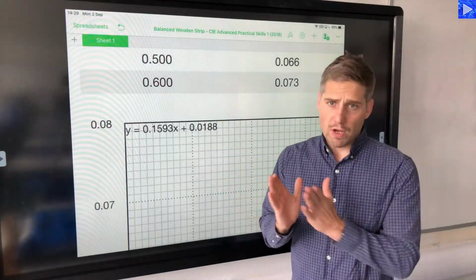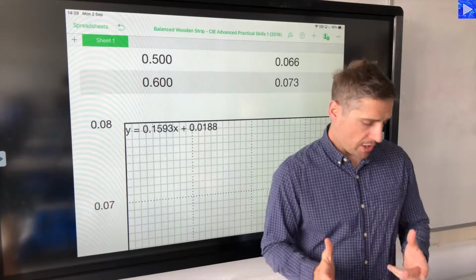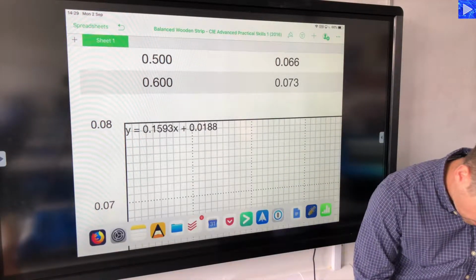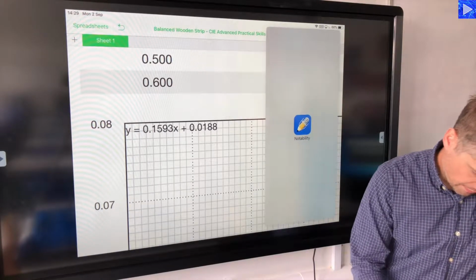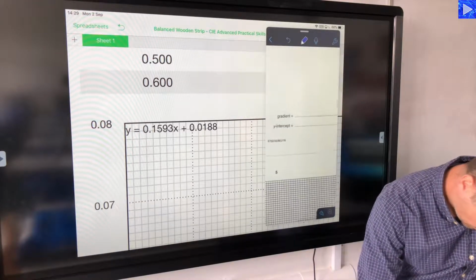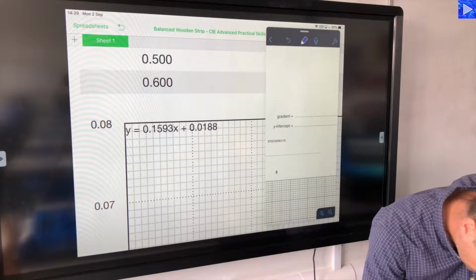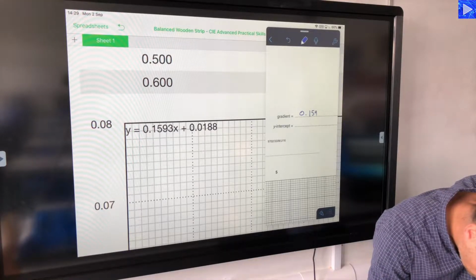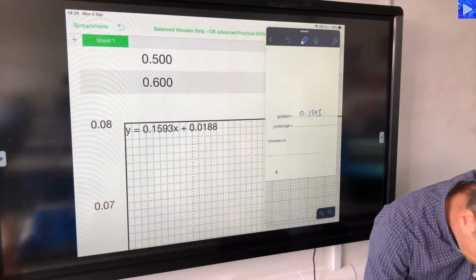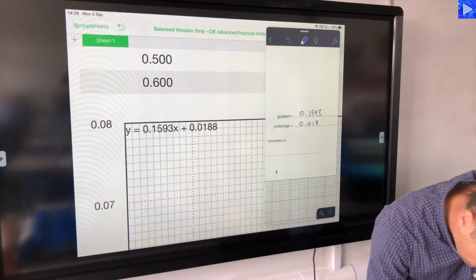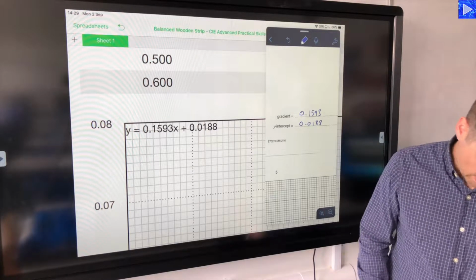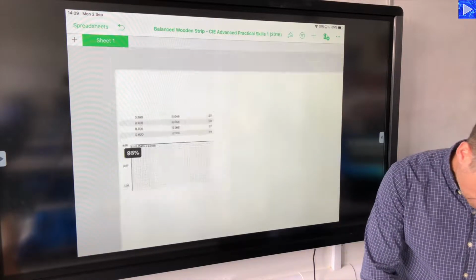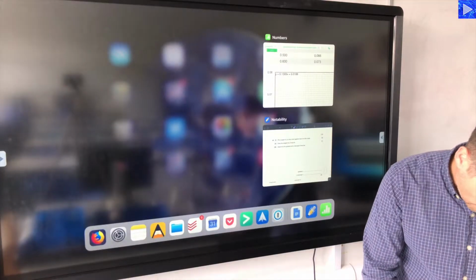So we're going to write those down, and then we're going to answer questions on those. Let me pull up my answer sheet here so I can write these in. So the gradient is 0.1593, and this is 0.0188. Okay, let's flip over to the answer paper now and answer the questions for the analysis.